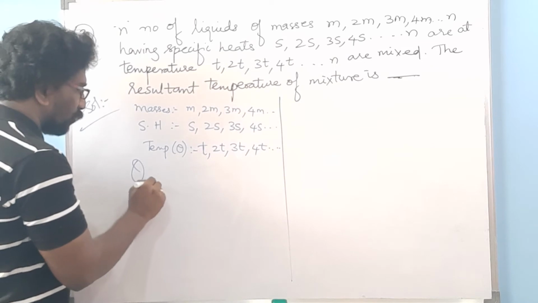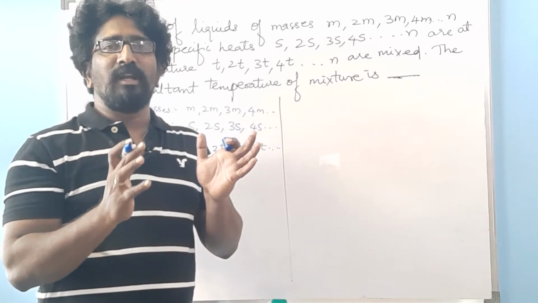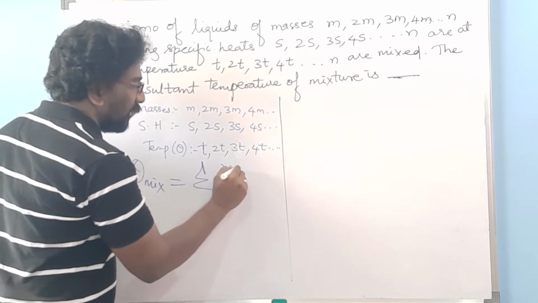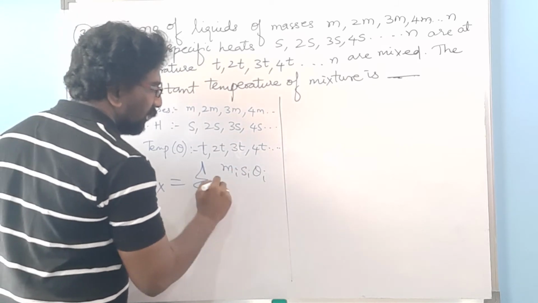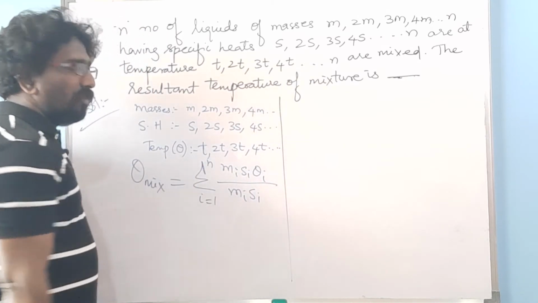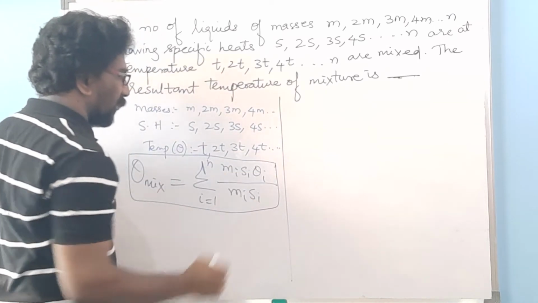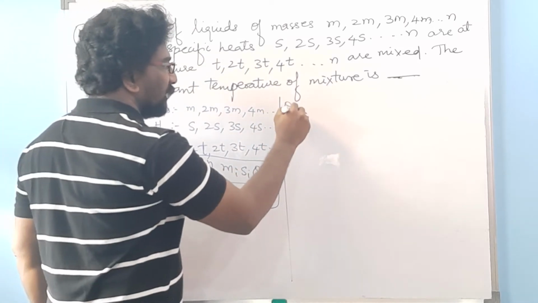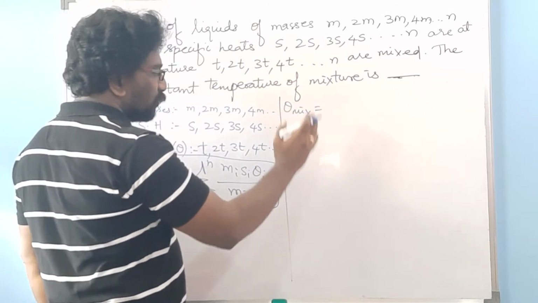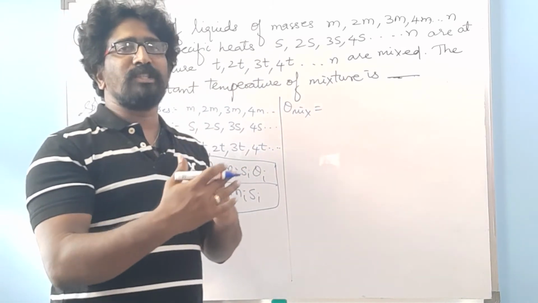Then theta mix equal to, we are supposed to find out the temperature of this entire mixture. Then the formula will be the summation of mi si theta i divided by the summation of mi si, where i is equal to 1 to n. So this is your formula in order to solve this one. So now what is theta mix? Theta mix equal to summation means it starts with m1 s1 theta 1 plus m2 s2 theta 2 plus m3 s3 theta 3, so on.